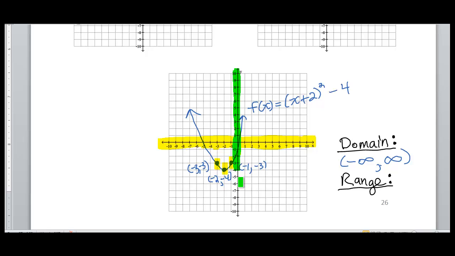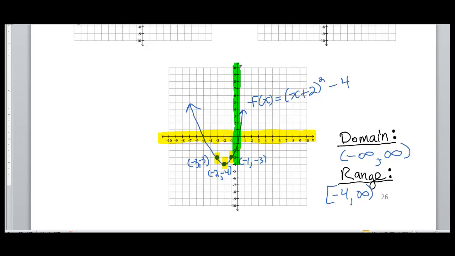Notice that at -5, there is no point on this parabola that has a y coordinate of -5. The same thing for -6, -7, -8, -9, -10. -4 is the smallest y value. And so my range, if I want to write that, is going to be from -4 on up to +infinity. And I include that -4 there. All right, so we have our domain and our range.